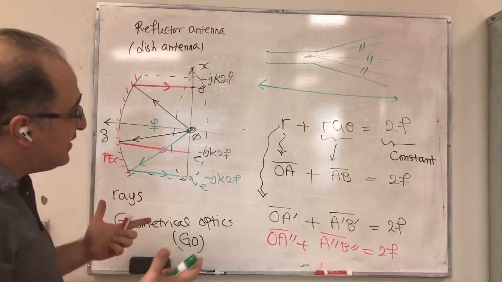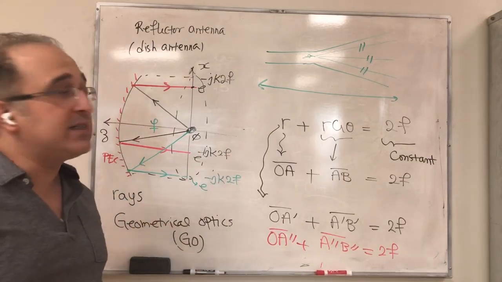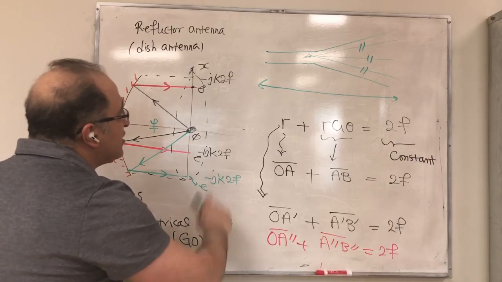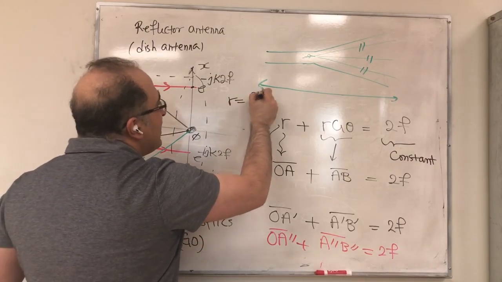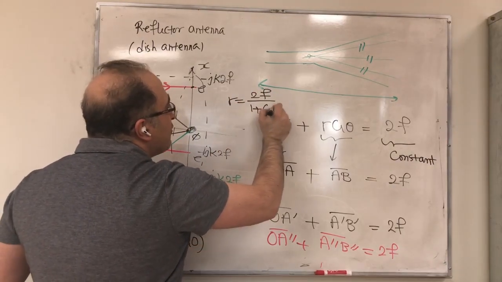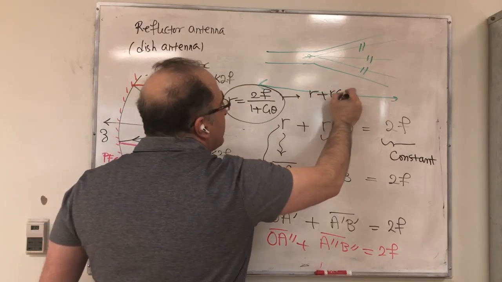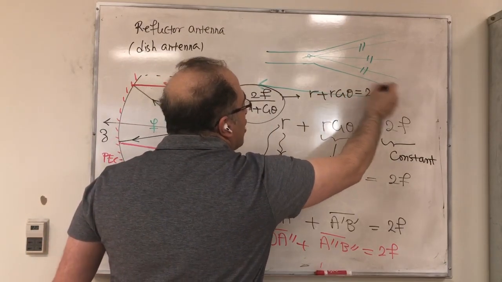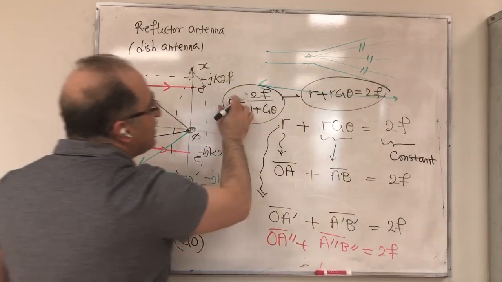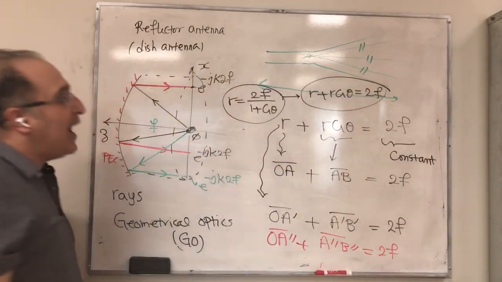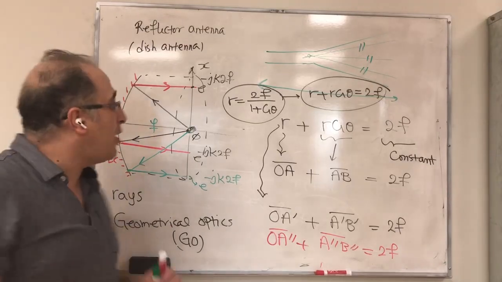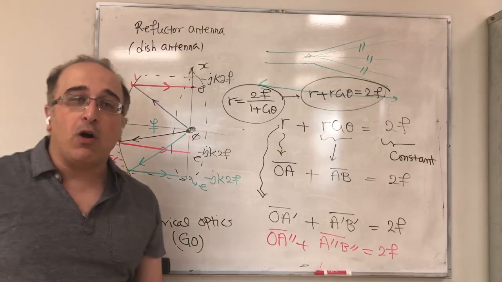So that's the importance of this equation. My suggestion for you is that when you are looking at the equation of the reflector, look at this equation like this, which conveys this message that the addition of these two adds up to be a constant number, twice the focal length.